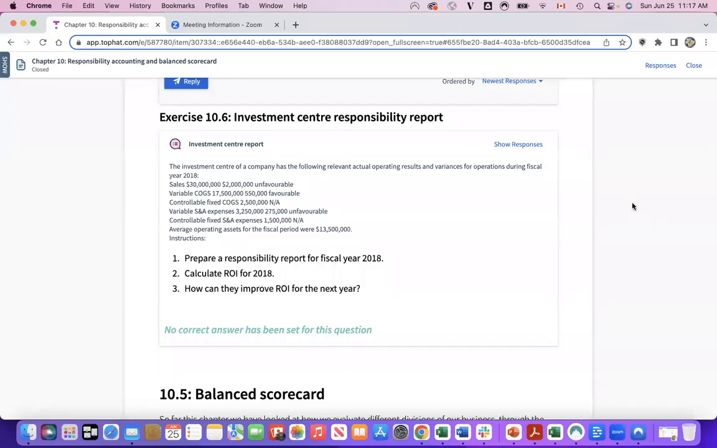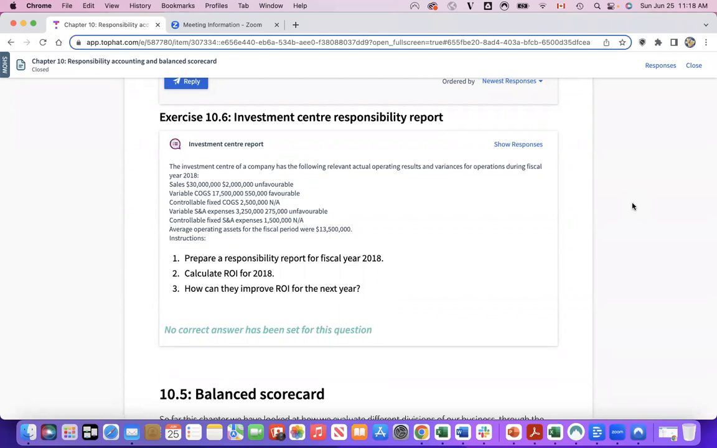All right, class, let's take a look at exercise 10.6 dealing with the investment center responsibility report. So the investment center of a company has the following relevant actual operating results and variances for operations during the fiscal year 2018. So actual sales were 30 million, and this led to a $2 million unfavorable variance.